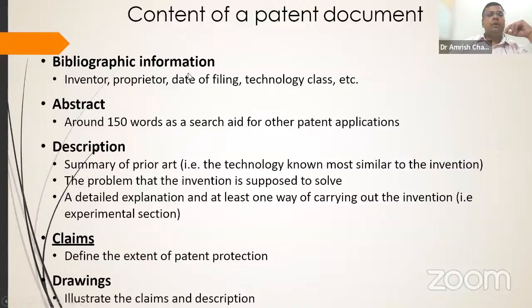So you need to provide bibliographic information. You provide the details of the inventors, the proprietors or the owners, the date of filing, the technology, and the class. This is the bibliographic information which should be there. Then you need to have a draft of an abstract. There's a limit: the abstract cannot be more than 150 words. Normally we would make an abstract of 200 or 300 words, but for patents across the globe, 150 words is the limit. You cannot have more than 150 words in the abstract.